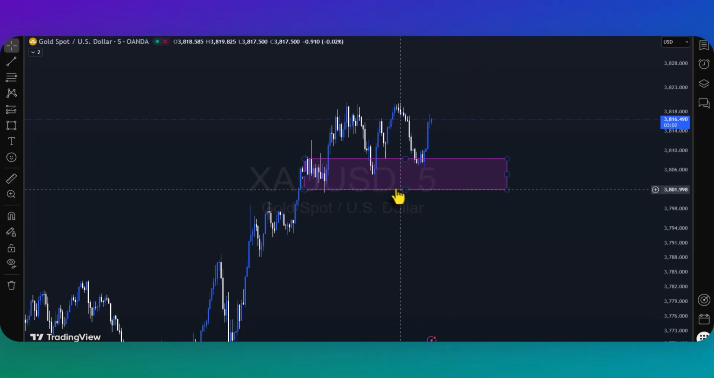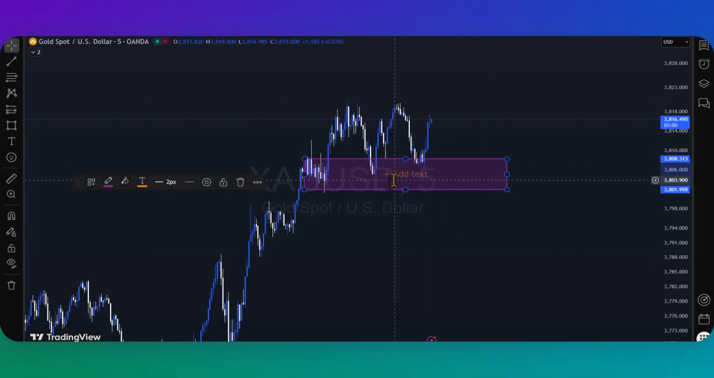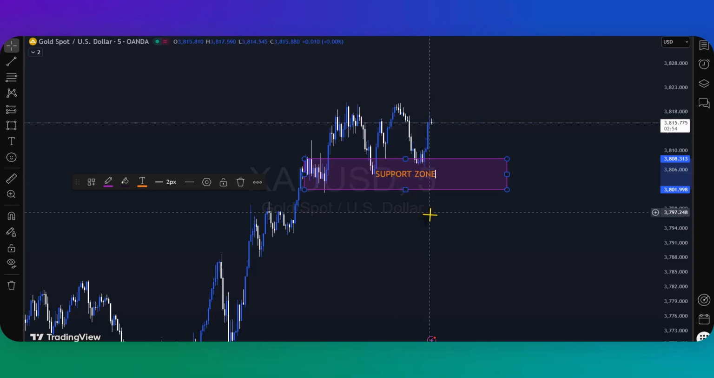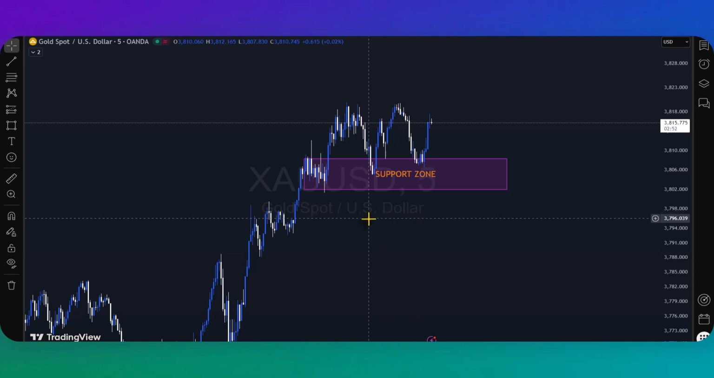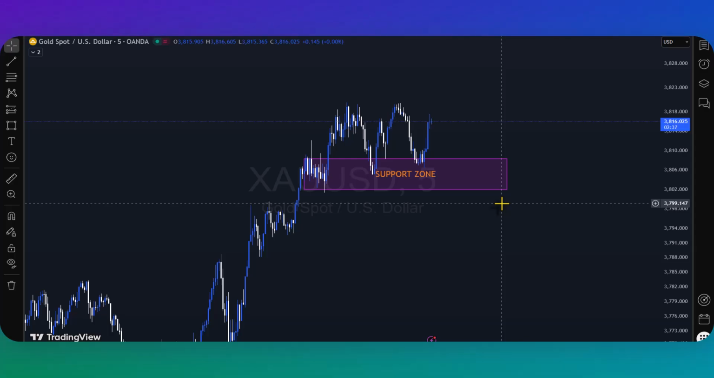Now what do we call this? We call this a support zone. Now, like I said, this support and resistance, they are zones, not just a line of price. Now, where does supply and demand come in? That's what we are going to be looking at next.